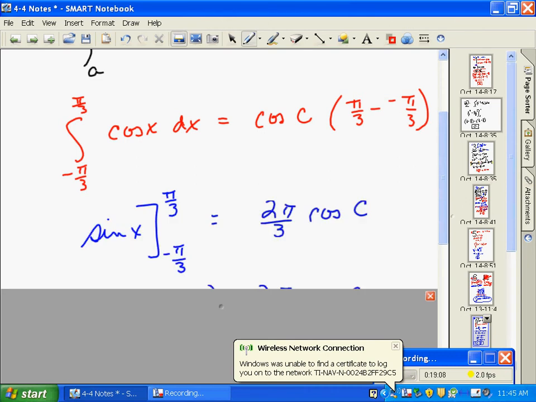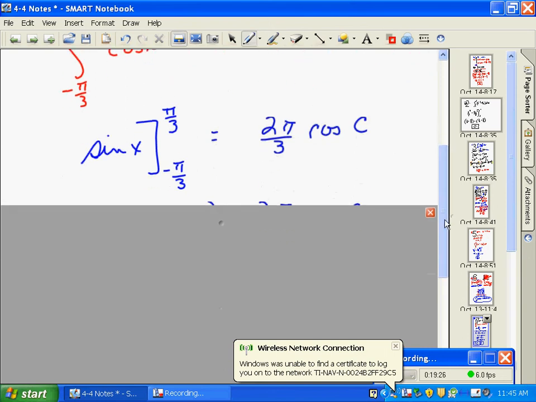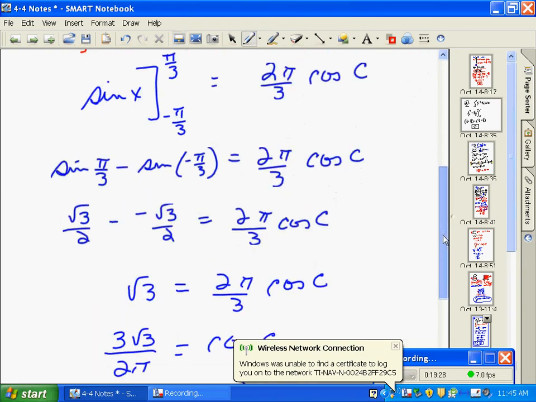So I'm going to work the left side and the right side kind of independently and see what I can come up with. On the left side, the antiderivative of cosine is sine. I'm going to evaluate that from pi over 3 to negative pi over 3. On the right side, I just have cosine of c times 2 times pi over 3. And here is the rest of my work.